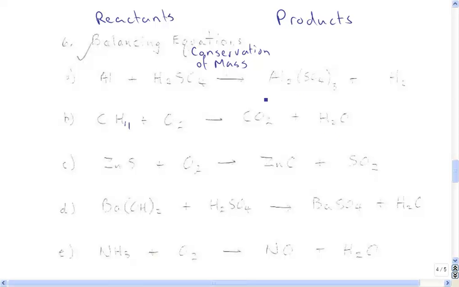So what I want to do is a bit of accounting. I'm going to count up the number of each type of atom on the reactant side, and count up the like atoms on the product side. I want to make sure that this is conserved. This is the conservation of mass that we've seen.